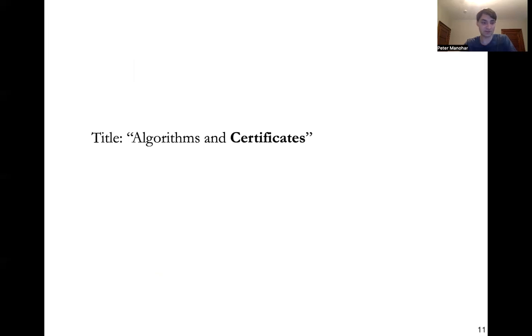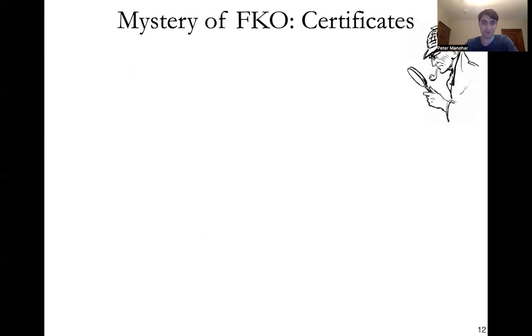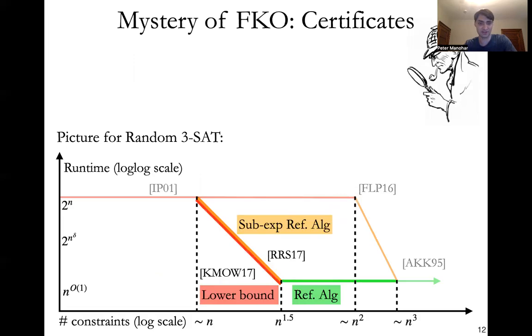So that's all I really want to say about algorithms. The title of our talk is Algorithms and Certificates. And so far I've just talked about algorithms. So I think now it's time to move on and say a few words about the certificates. So recall the picture for random 3-SAT, where we have this refutation algorithm at n to the 1.5 constraints. And below that, we have the sub-exponential time trade-off.